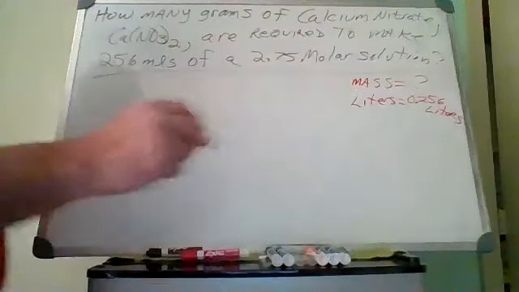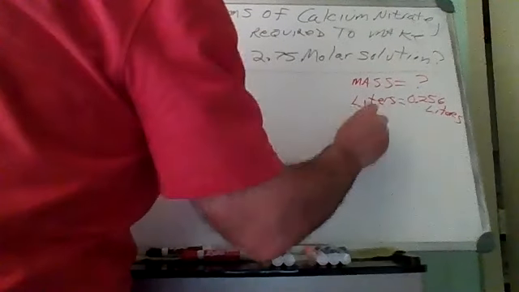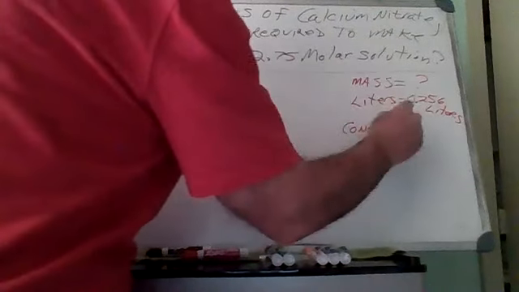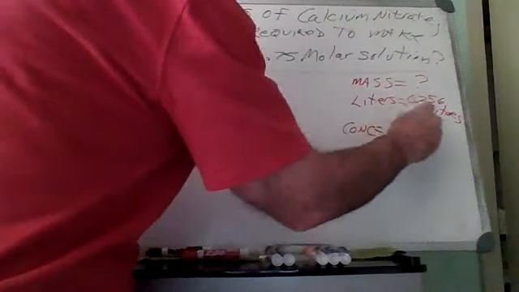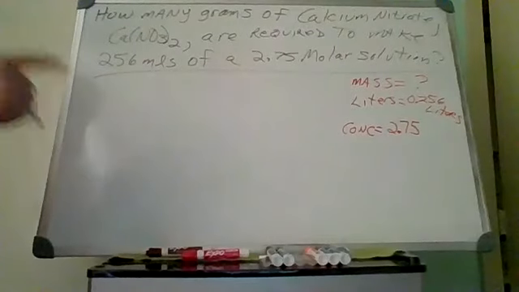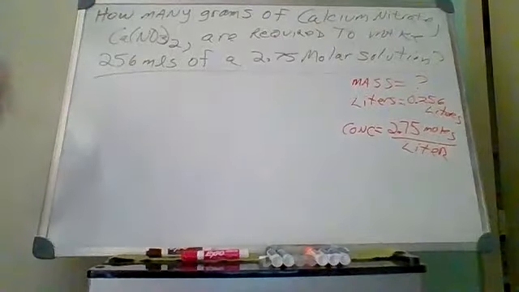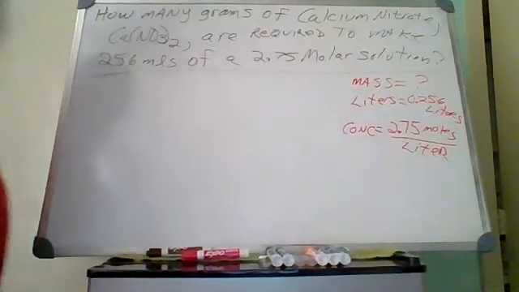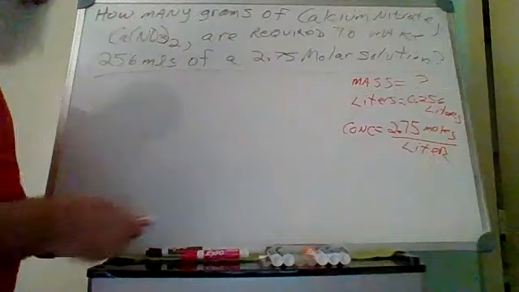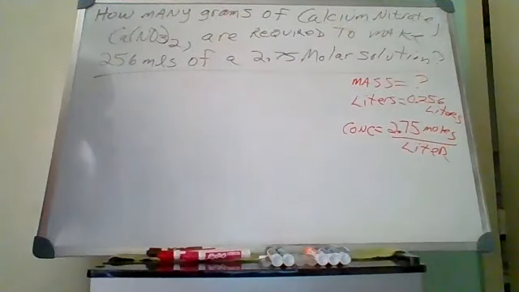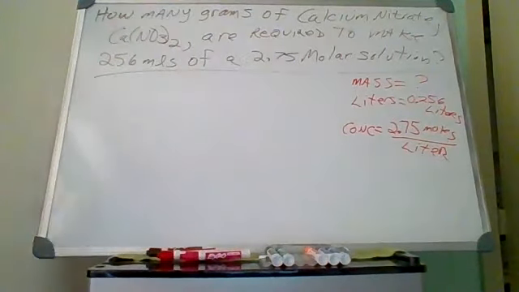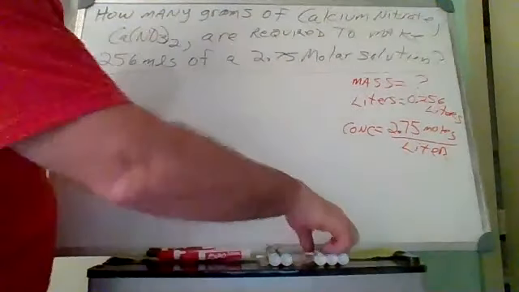Now pay attention here. I'm going to write concentration equals 2.75, but I'm not going to put molar. I'm going to change it to moles divided by liters, because that's what molar means. And we'll find out why I did that in a few minutes. You should never put molar into an equation. It's okay in your final answer, like it was in the last problem. But when you're working with an equation, always change it to moles per liter. And again, we'll find out why in a moment.